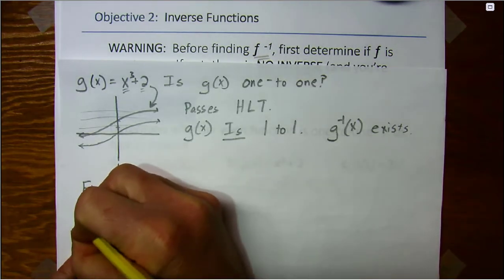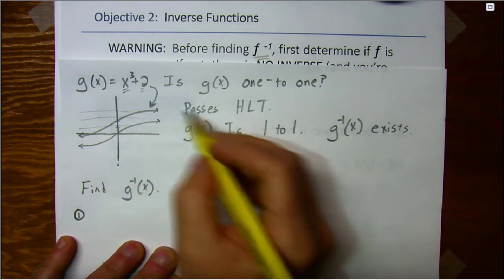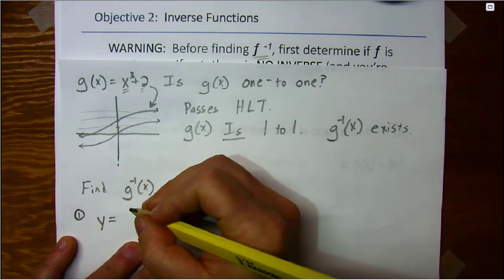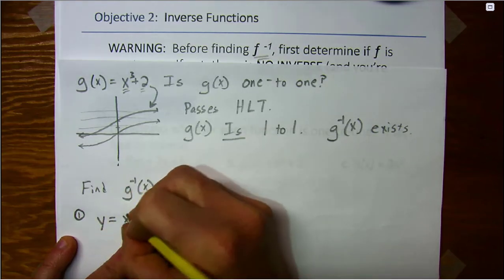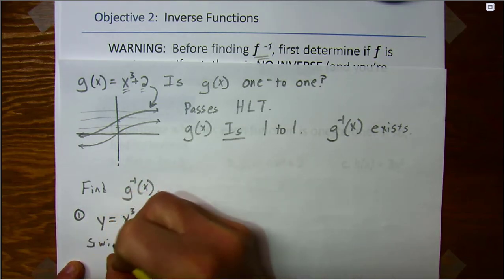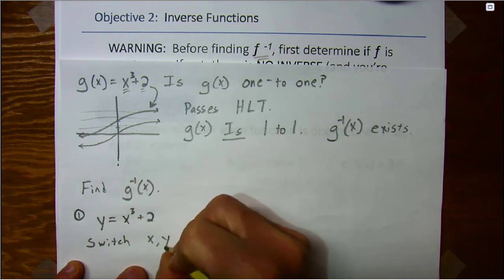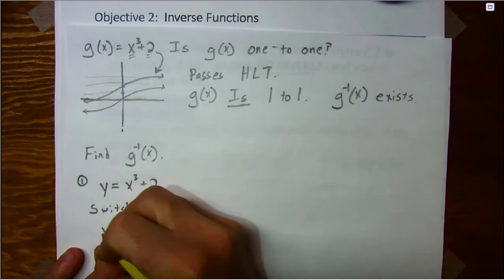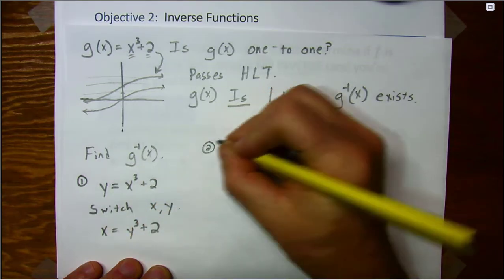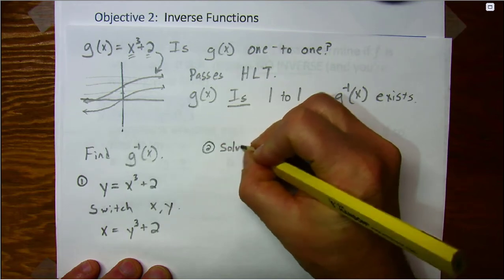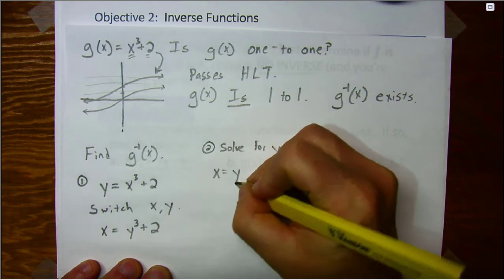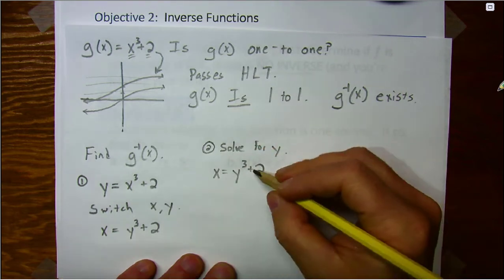Okay, so let's start with our original function. g of x is equal to x cubed plus 2. We're just going to call that temporarily y equals x cubed plus 2. And so we're going to switch x and y. If we do that, this becomes x equals y cubed plus 2. Step 2 is to solve that for y. So let's take x equals y cubed plus 2 and solve for y.